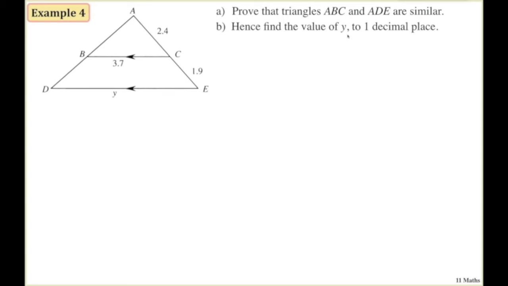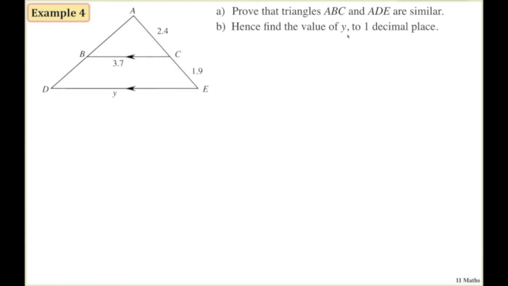Part A says to prove that triangles ABC and ADE are similar. Okay, ABC, there's our smaller triangle. ADE is the bigger triangle, so we're trying to prove that those two triangles are similar to each other. Now the key thing for this question is that I'm given parallel lines. The fact that I'm given parallel lines means that I can go about this question quite easily because I know that these two angles will be the same because I've got parallel lines and they'll be corresponding because I've got a backward F shape there. So I can look for that there.